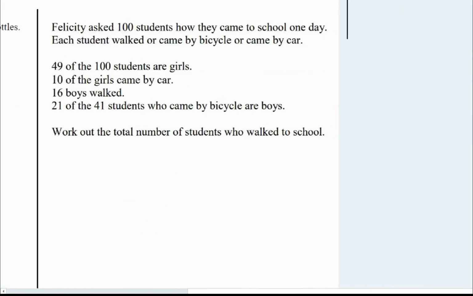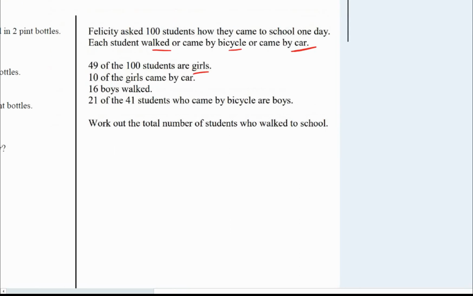Looking at this question, Felicity asked 100 students how they came to school one day. They're either walking, cycling, or coming by car. And again, this is going to be a two-way table. You can't walk, cycle, and car at the same time, and you must come to school somehow. You can't do none of those options. Another clue is we have boys and girls, which always splits it fairly nicely.